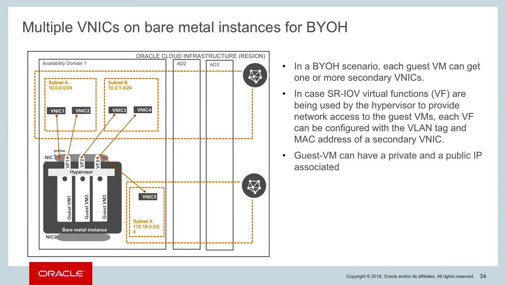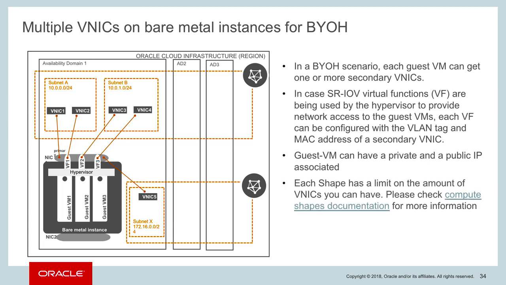Okay, the guest can have a private and a public IP, so you can associate a private and a public IP to the guest, and that's going to be part of your subnet. Just keep in mind that each shape has a limit on the number of VNICs you can have, so please check the compute shapes documentation to get more details and information.